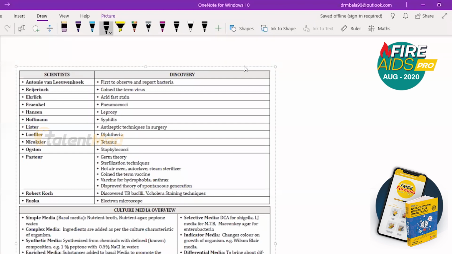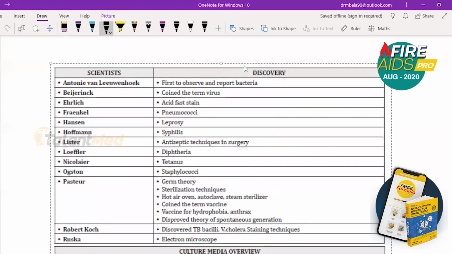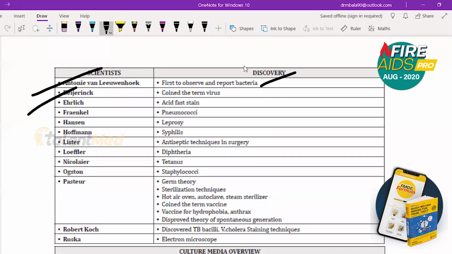So to start with, as in every subject, there are scientists and their discoveries. Anton van Leeuwenhoek, the first observer, reports bacteria. Beijerinck coined the term virus. Ehrlich, acid-fast stain. Frankel, pneumococci. Hansen, leprosy. Hoffman, syphilis.